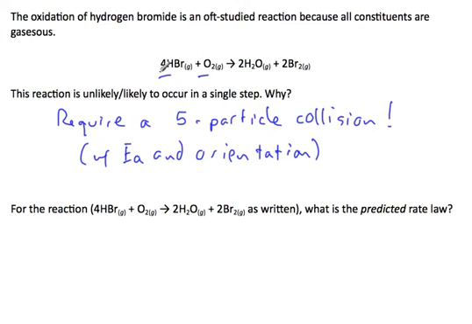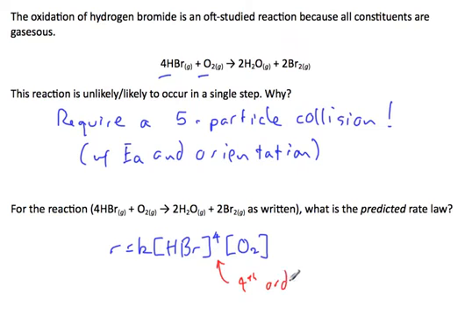But we can still write a predicted rate law. And again, as I mentioned last week, a predicted rate law just simply comes from the stoichiometry. So we would predict this: hydrogen bromide raised to the power 4, oxygen raised to the power 1. The problem there is, again, 4th order with respect to HBr, and 5th order overall. So those two numbers just don't really allow for that to be the likely way that this reaction occurs. Those high reaction orders mean it's probably not going to happen as written, even though we would predict it.